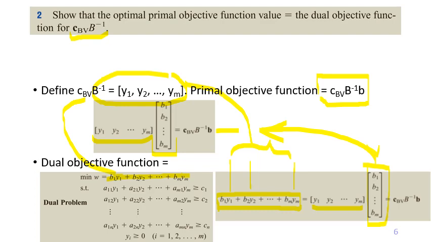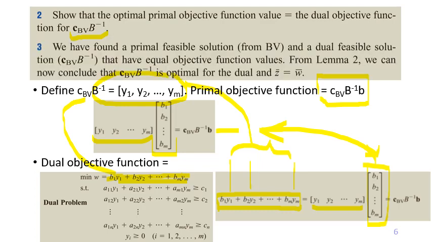So in other words, the objective function for the primal equals the objective function of the dual when the dual solution equals CBVB inverse. Once we have shown this, from lemma 2 in the weak duality, we can conclude that CBVB inverse is indeed the optimal solution for the dual. And then we have shown that the Z value for the optimal primal equals the W value for the optimal dual.